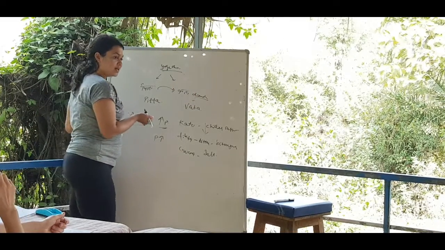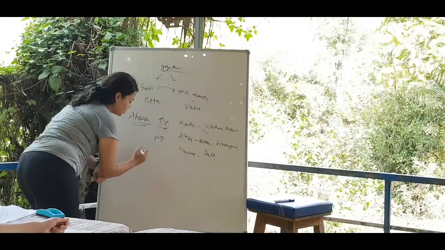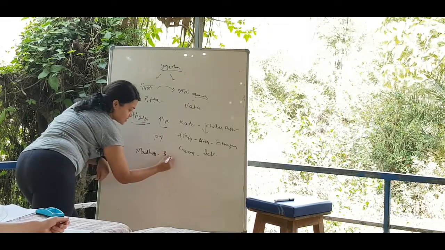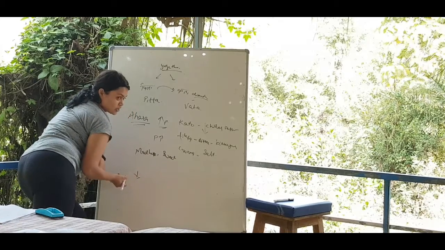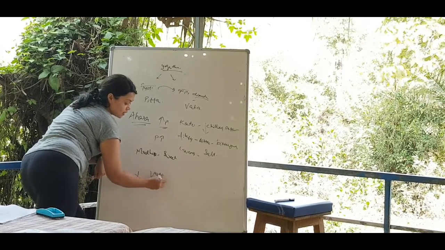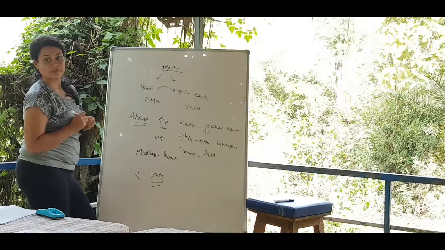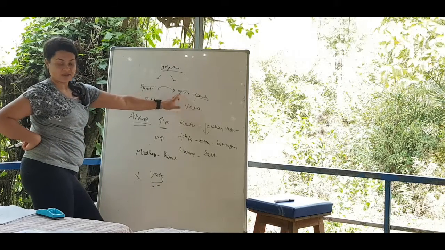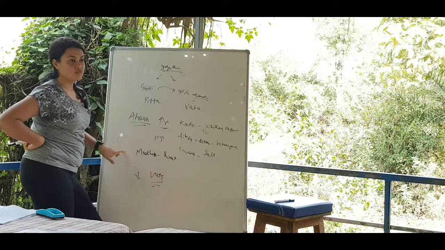To reduce it, madhura, it's sweet. This is the best, but the other two we cannot use in this. Why? Because they also increase vata. Vata should be reduced also here, right? So we can only stick to madhura.